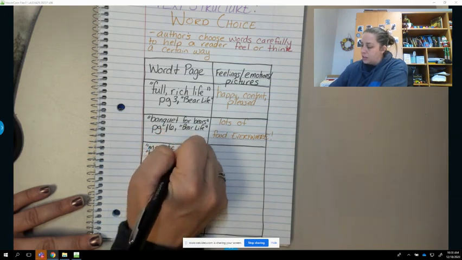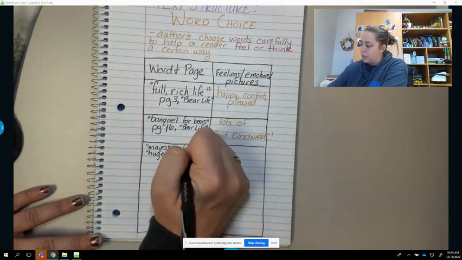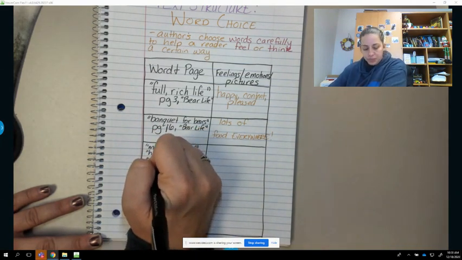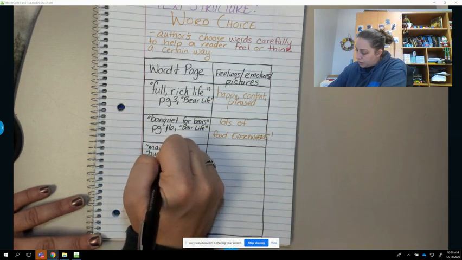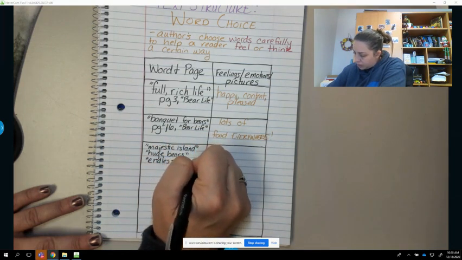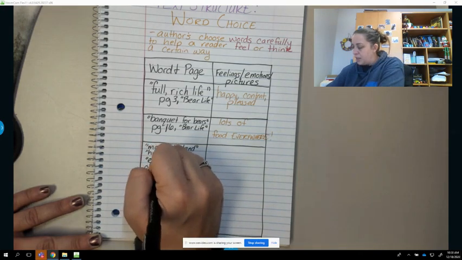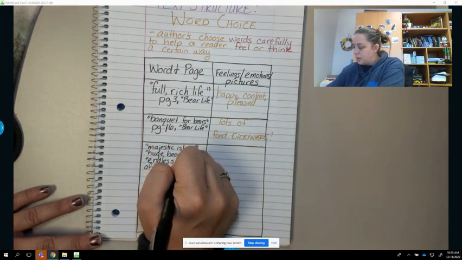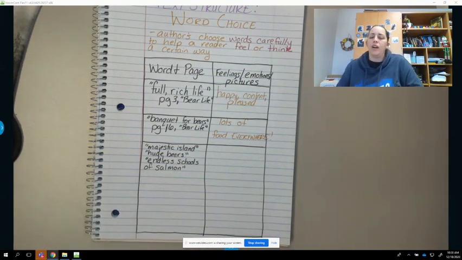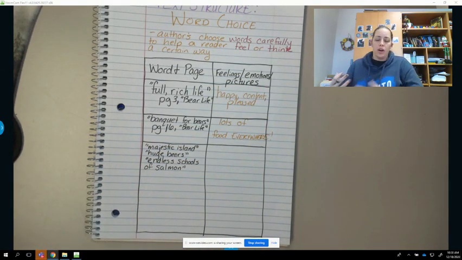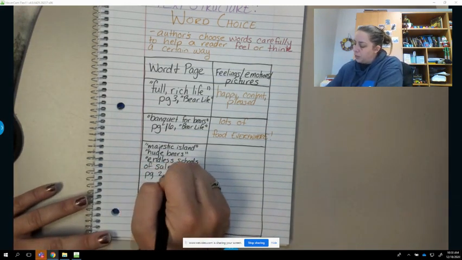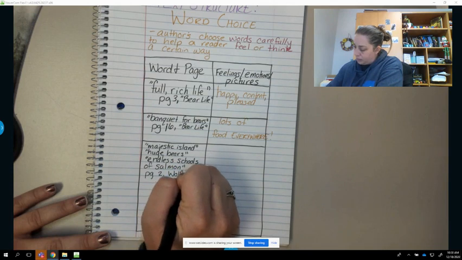Huge bears is another good word choice. Endless schools of salmon. All three of those are just really descriptive, very specific words that we found on page 2 of Wolf Island.